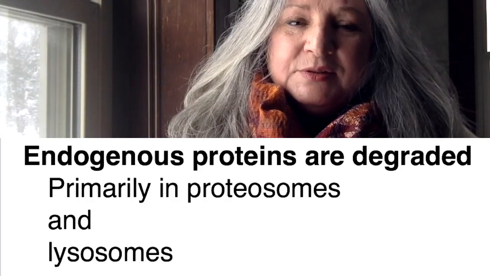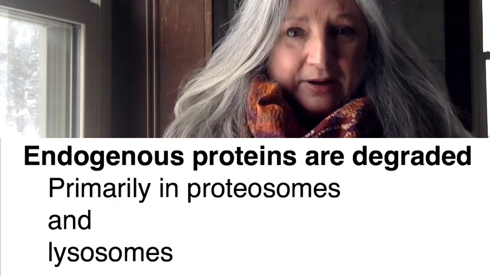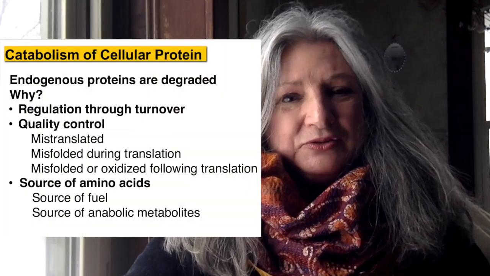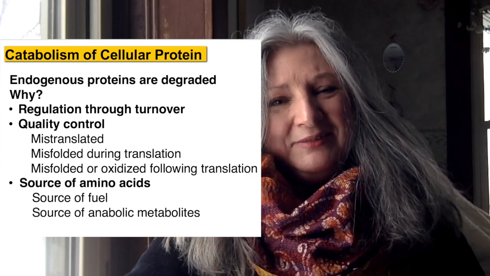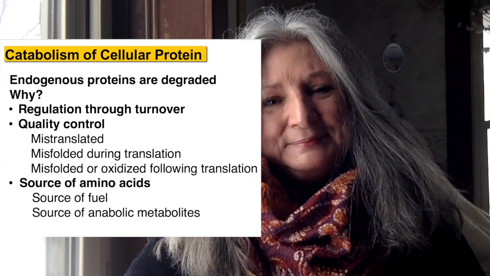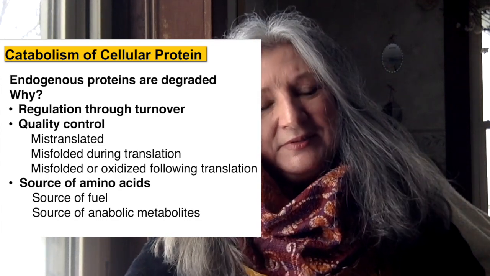So now we're going to turn to the breakdown of endogenous proteins. There are times that we have to break these down. Why? Well, one of the ways we control the activity of enzymes is by cleaving them, getting rid of them, and reducing their concentration in the cell. So we can regulate enzyme activity by getting rid of some of them.